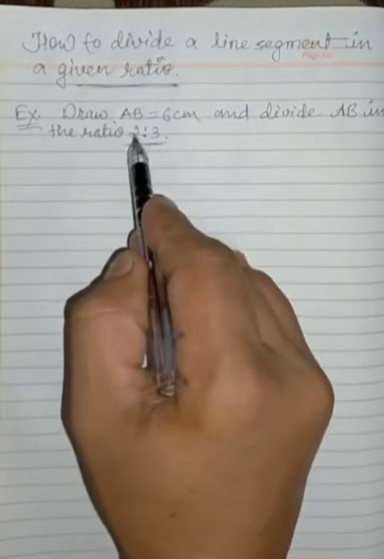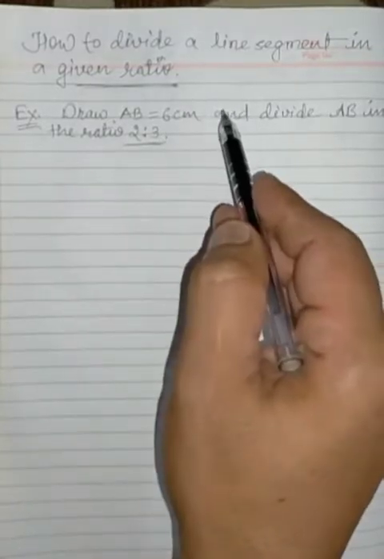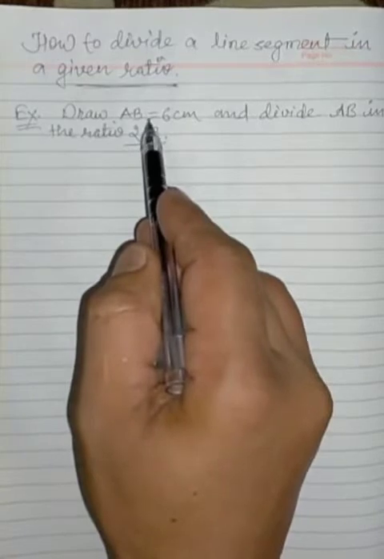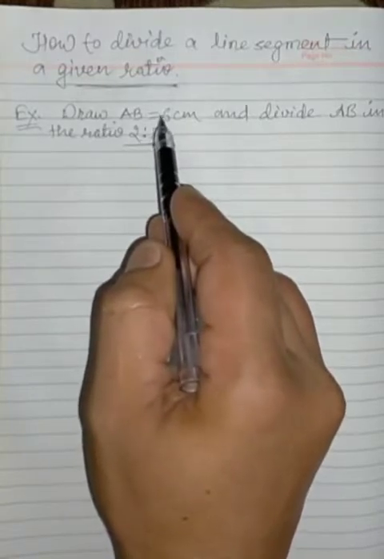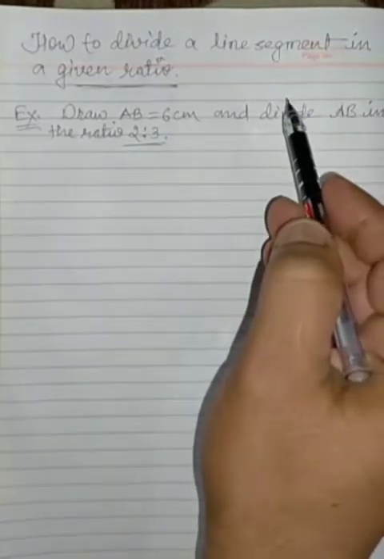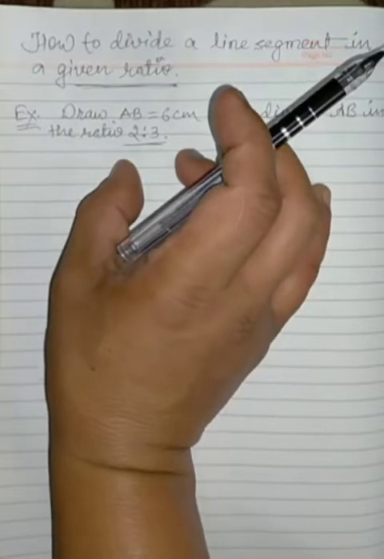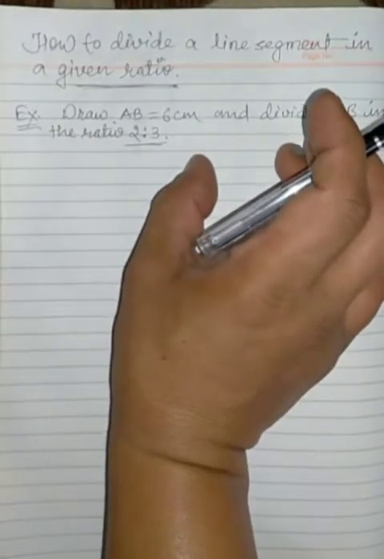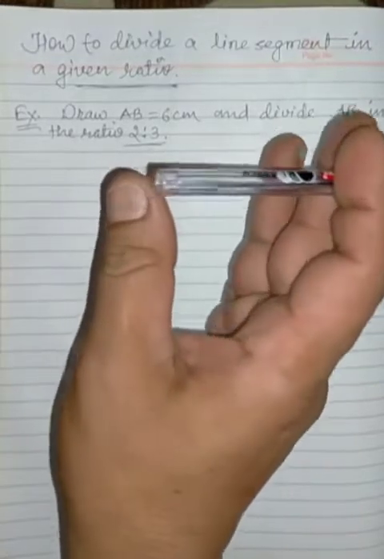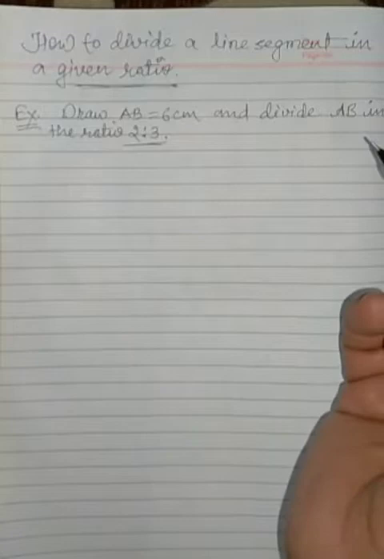That means the point which we have to achieve to divide AB in the given ratio should be in such a way that the first part starting from A and the second part should be in the ratio 2:3. So from A to B, the first part is smaller, the second part is larger, that is 2:3. If it goes in reverse order, then it may go wrong. This thing we have to keep in mind.